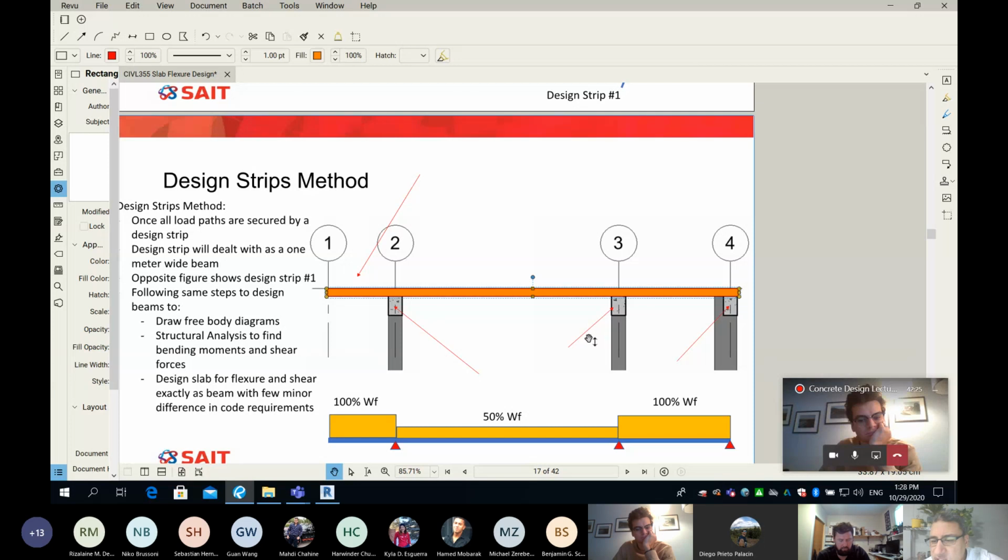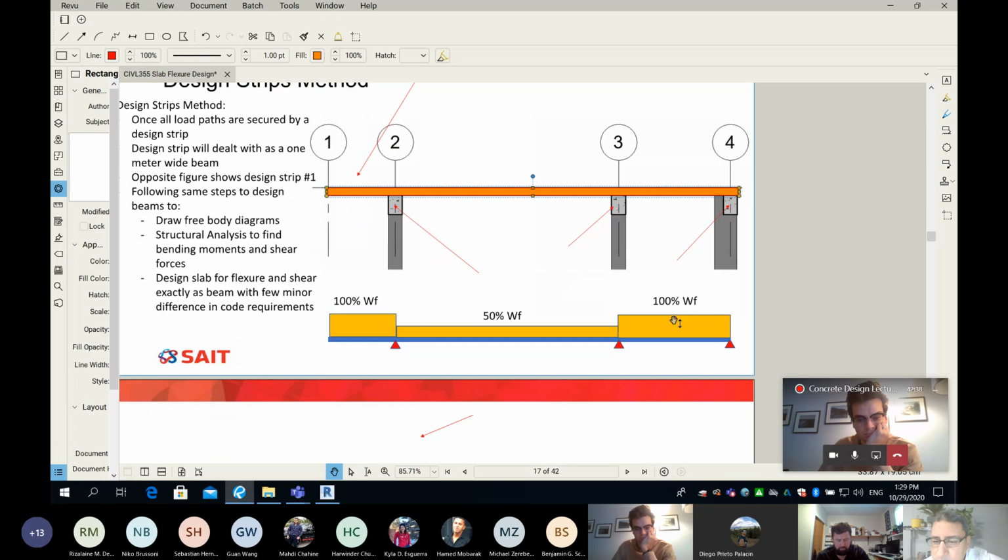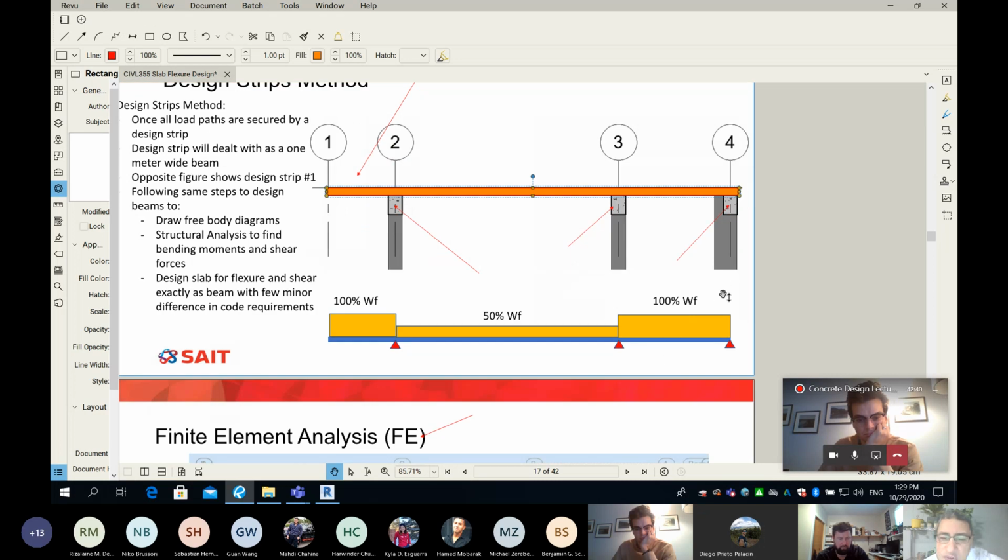How many support points? We have a support point at grid line 2, and that's the beam. And then grid line 3 and grid line 4. And we can simply convert our design strip into what we call a free body diagram. Guys, this is not new. Look at this, please. Is that shape new? Is that the first time in your life to see this shape? What do we call it? We call it free body diagram.